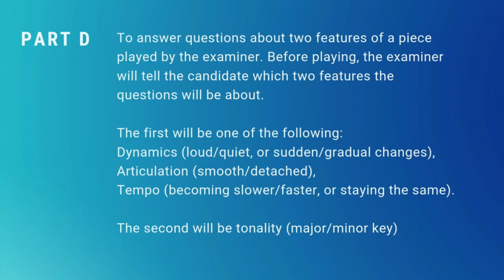Part D. To answer questions about 2 features of a piece played by the examiner. Before playing, the examiner will tell the candidate which 2 features the questions will be about. The first will be one of the following: dynamics, articulation and tempo. The second one will be tonality.